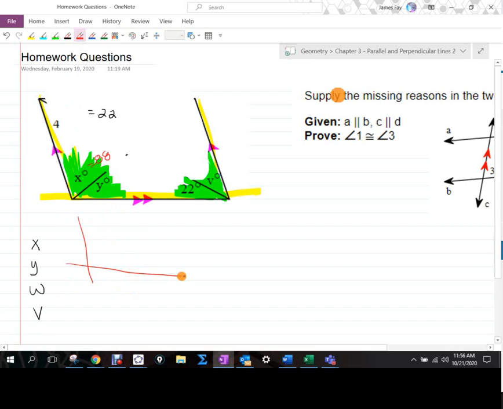Same side anterior. If I look at my generic picture here, they're that angle there and that angle there. They're same side anterior. So same side anterior should be supplementary, right? Okay. So we're going to add up to 180.